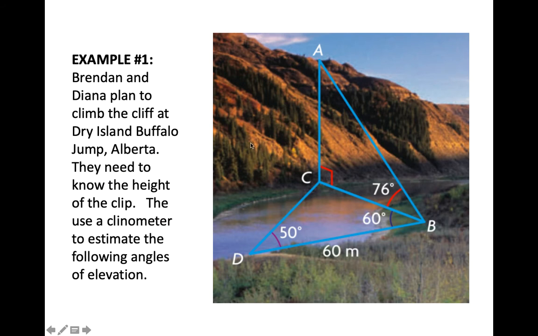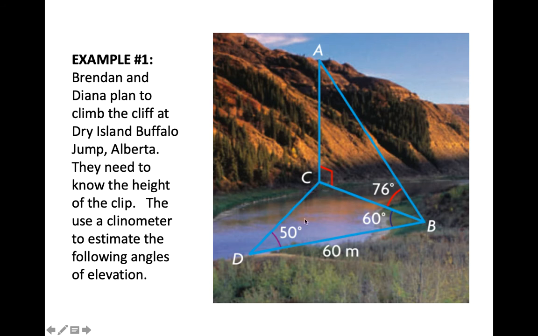So the example we have is that Brendan and Diana plan to climb the cliff at Dry Island Buffalo Jump in Alberta, and they want to know the height. So they want to know what is the height from C to A in this picture. Now they're using a clinometer right now to make some measurements on the ground. They've got two spots where they're sighting it. So they're looking across to the spot at the bottom of the cliff. And they're using a line of sight, and it tells them that this is a 50-degree angle, whereas the one over here at B is a 60-degree angle.